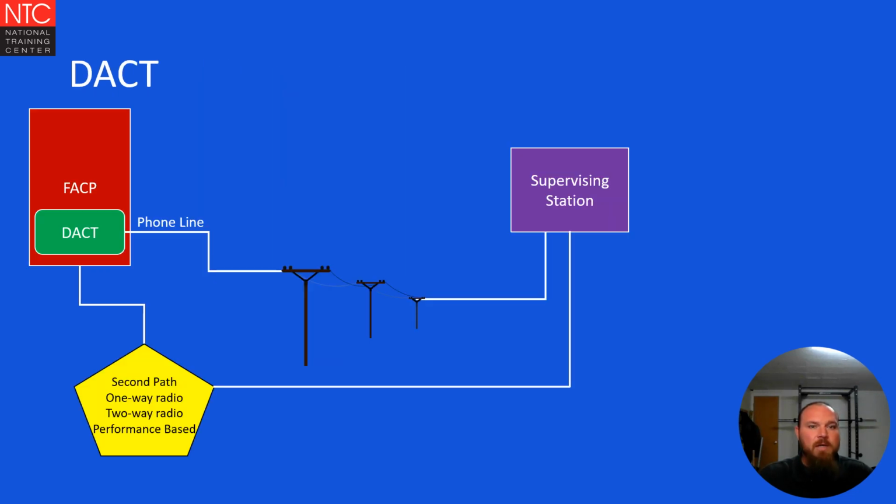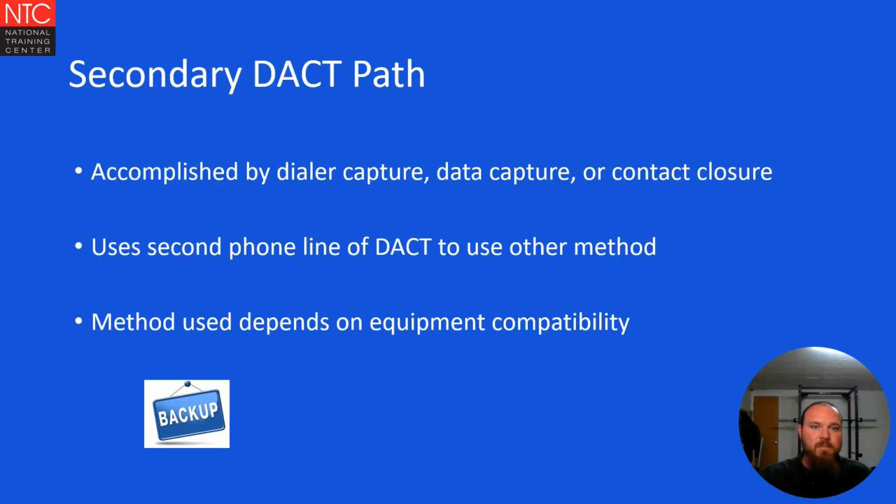So your DACT will be connected through the fire alarm control panel. In the event anything happens, the first line goes off, sending it over the telephone lines to the supervising station. In the event of a failure on your primary line, your secondary path is going to take effect. Now, the secondary DACT path is going to be accomplished by one of 3 different methods. You can go with dialer capture, data capture, or contact closures. What we are doing is using that second phone line of the DACT for that other method.